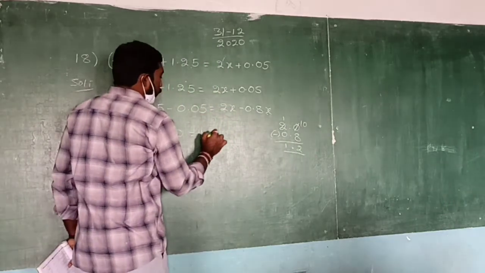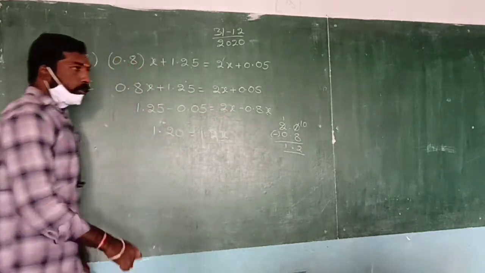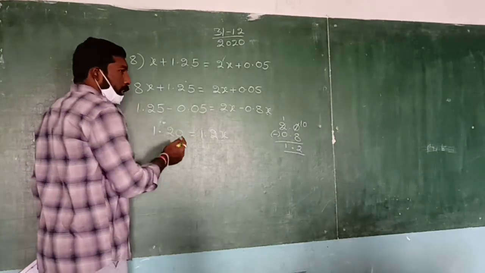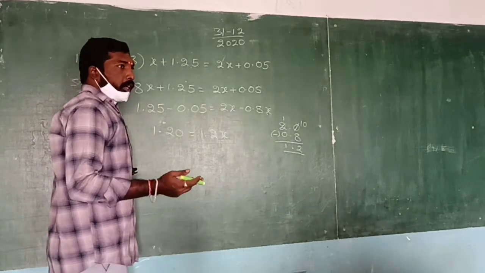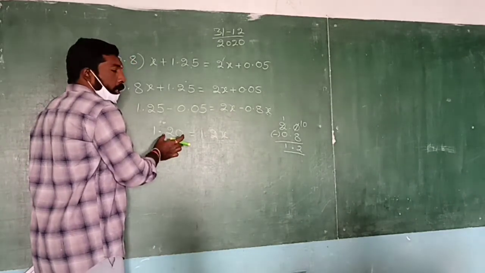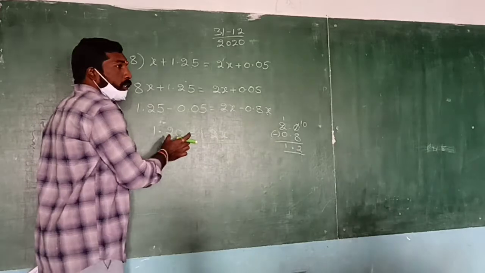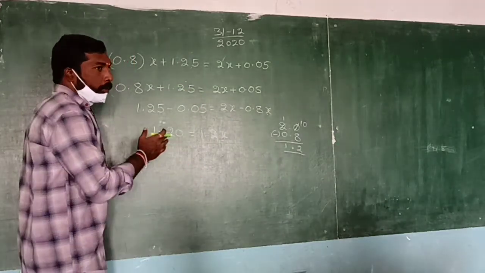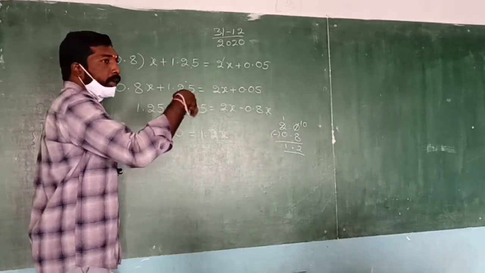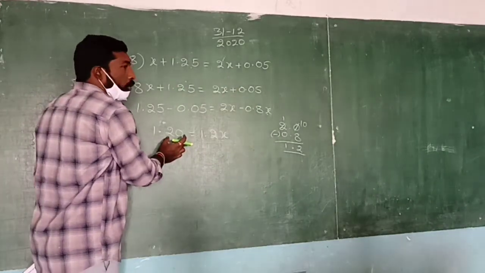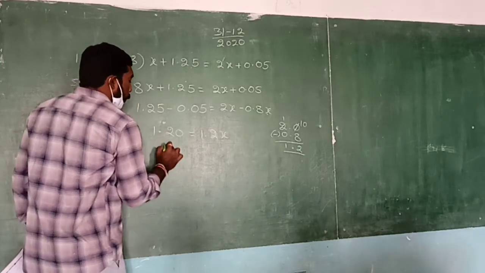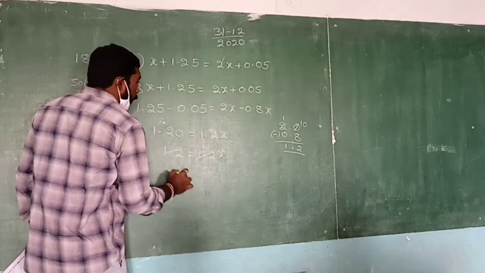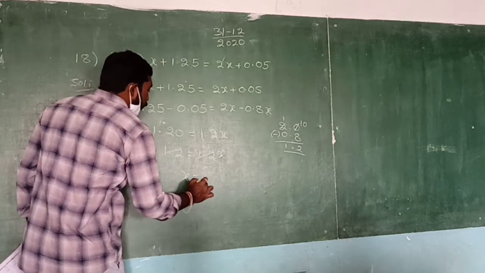So 1.2x. 1.20 means nothing but 1.2 only. Right side of the decimal point, the 0 has no value. Left side of the decimal point, 0 has value, but right side of the decimal point, 0 has no value. So 1.2 is equal to 1.2x, so x is equal to 1.